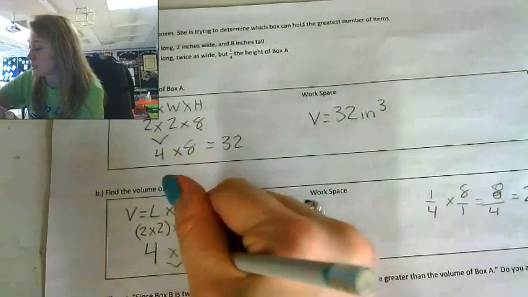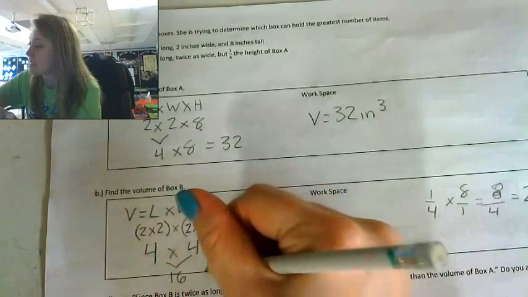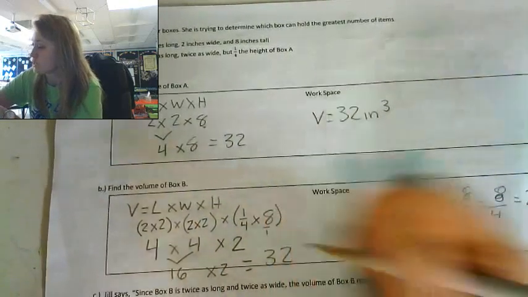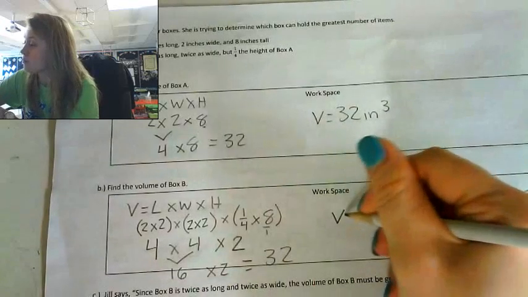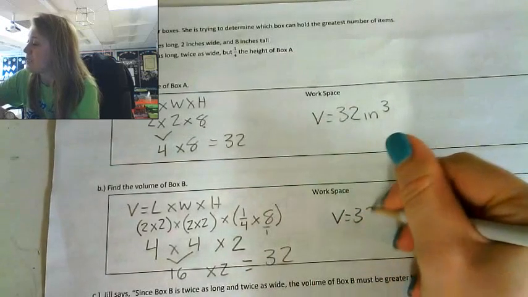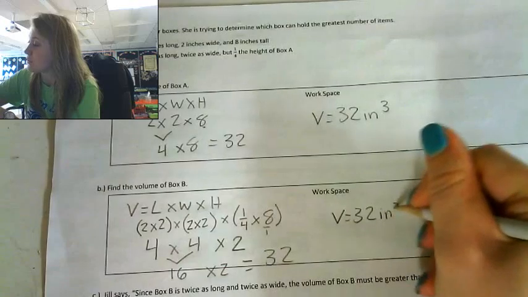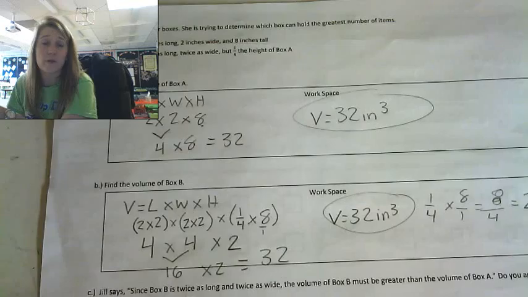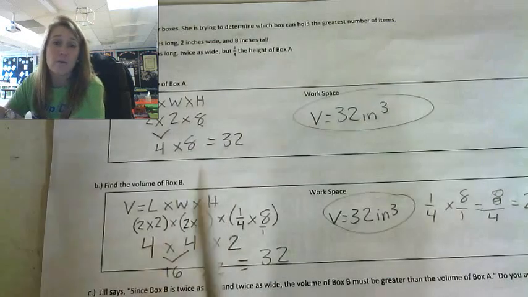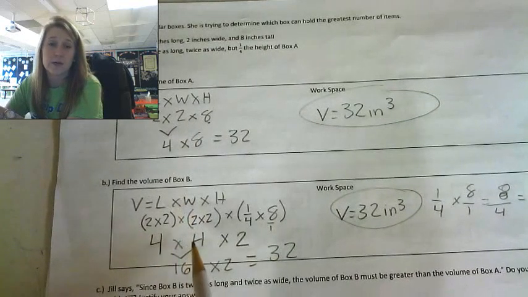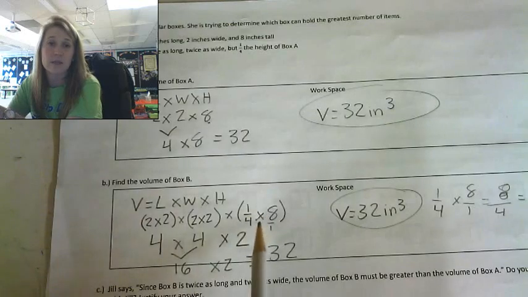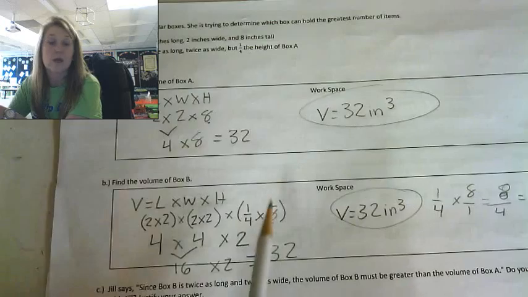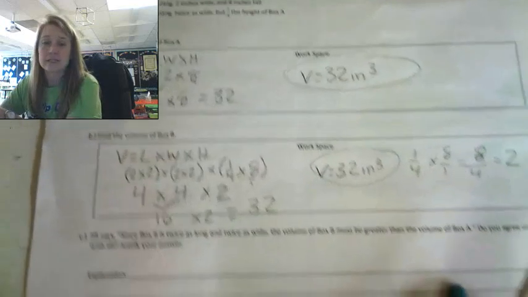So let's find that. 4 times 4 is 16. 16 times 2 is 32. So the volume for box B is 32 inches cubed. So we actually got the same volume for both of them. Even though we had twice as long and twice as wide, because that fraction was in there, it actually took the volume back down to make it the same as box A. So that was A and B. Now let's look at C.